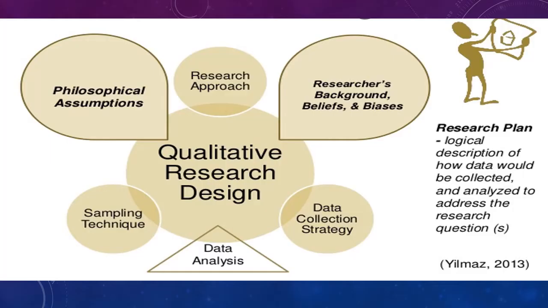So this is just a graphical illustration of what you need to do when you plan a qualitative research. We talked about understanding your research approach, knowing your philosophical stance, understanding your background, your beliefs, your biases. You have to write it down, you have to acknowledge it, looking at the broad data collection strategy, how you would do your sampling, and how you will approach your data analysis.